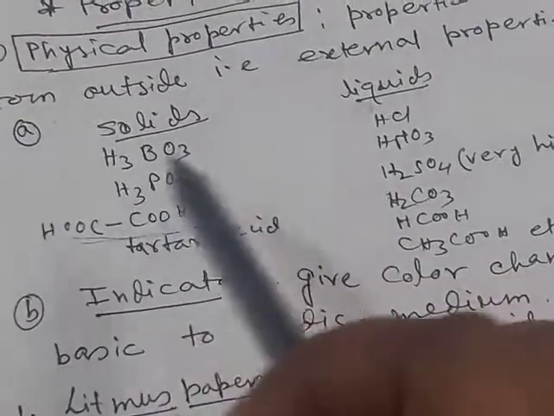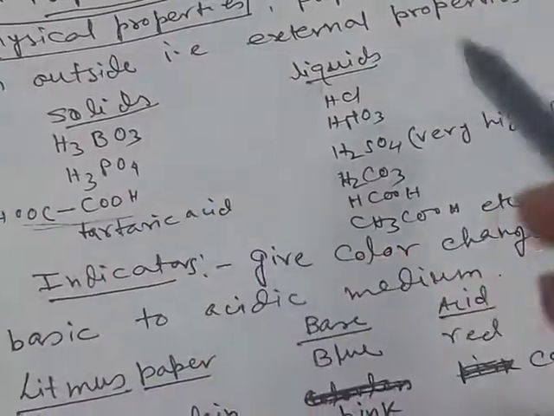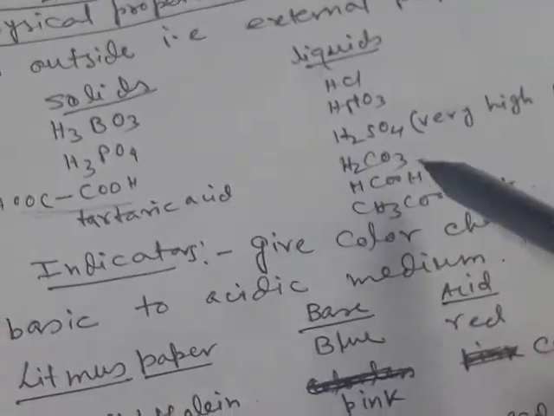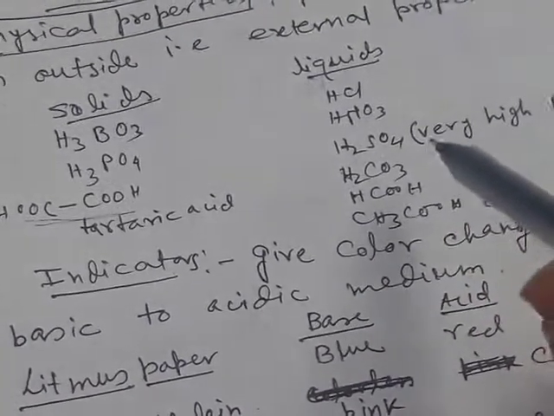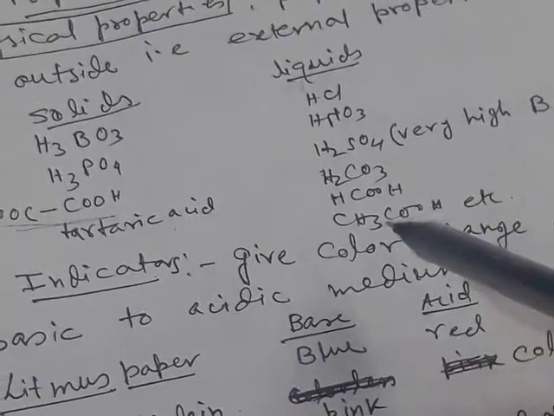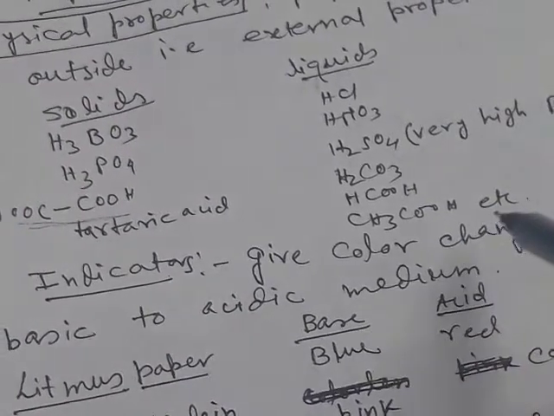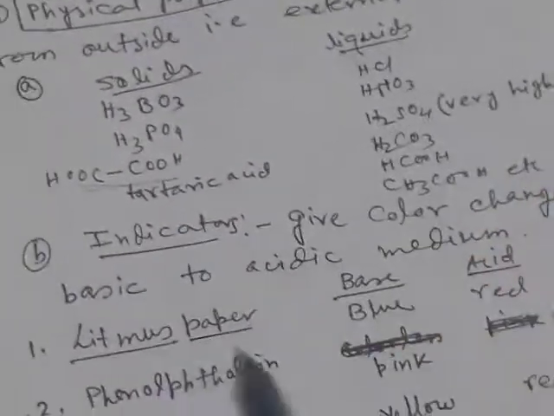Tartaric acid, these are solids at room temperature, and liquids are mineral acids like hydrochloric acid, nitric acid, sulfuric acid, carbonic acid, formic acid, acetic acid, these are liquids.